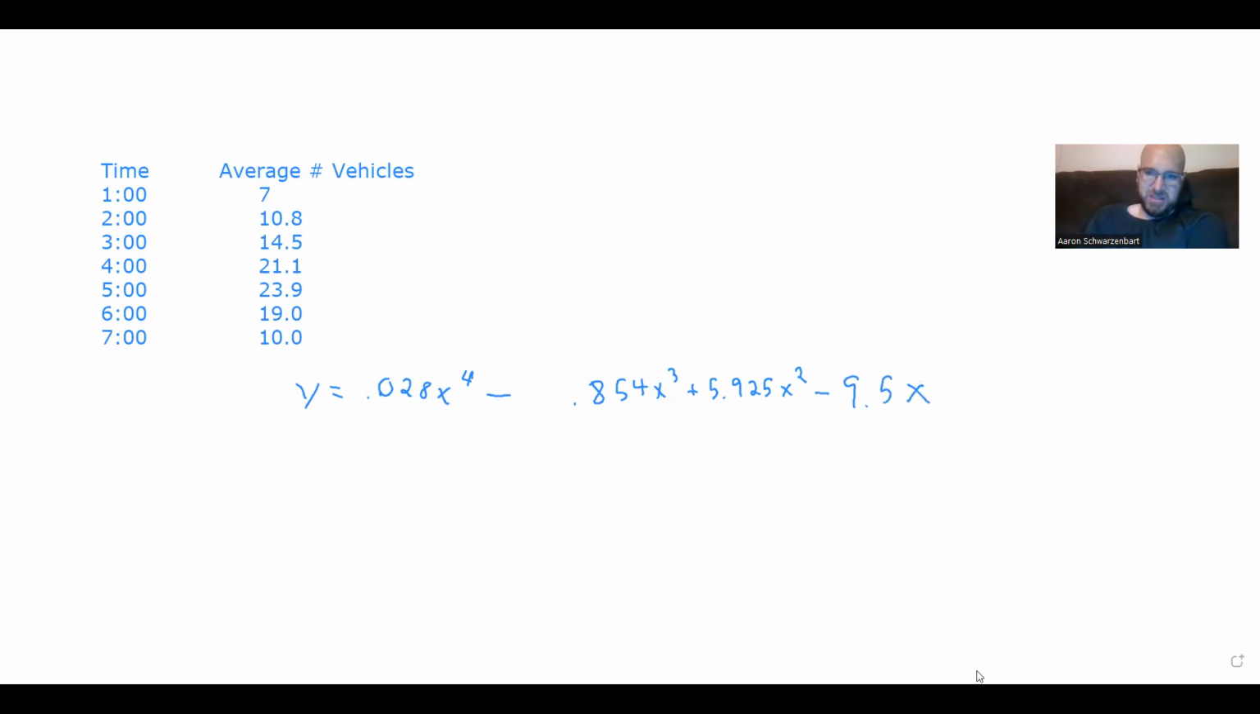And then there should be a constant term as well. So that would be 11.614. So this is my polynomial model.